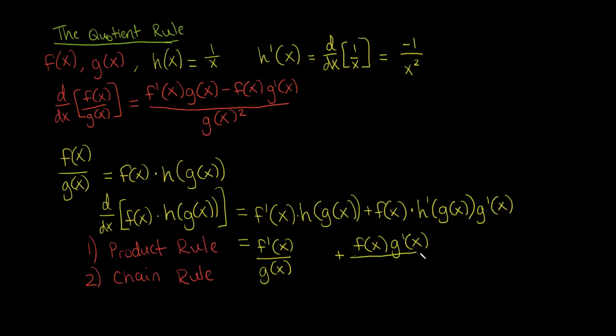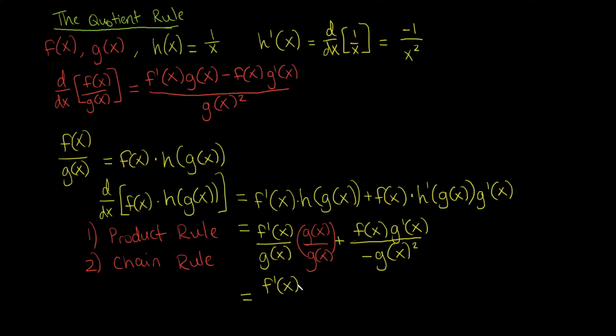So here, h prime is taking g of x, so we say negative 1 over g of x squared. Now you might see there's an easy way to give these two fractions common denominators, by multiplying this term here by g of x divided by g of x. And this is, of course, 1, so it's okay to do that.